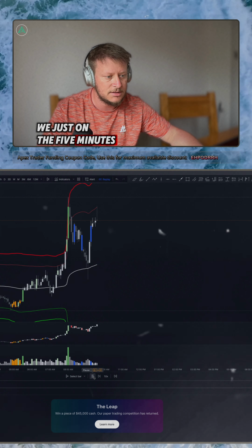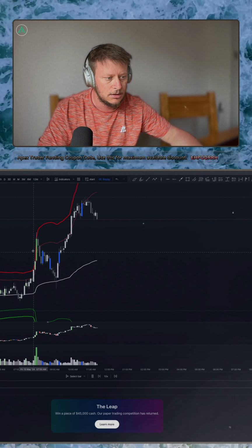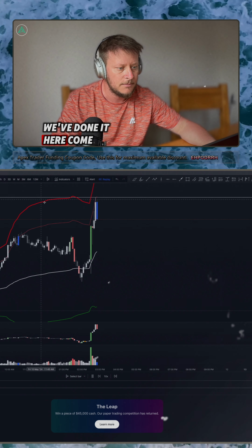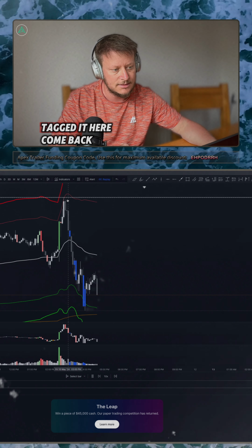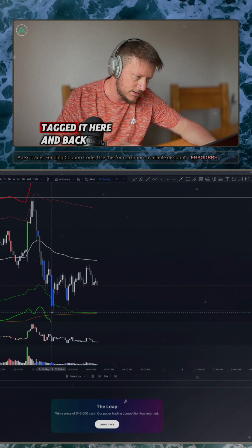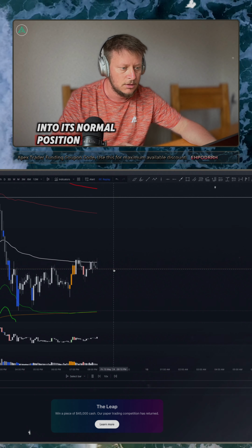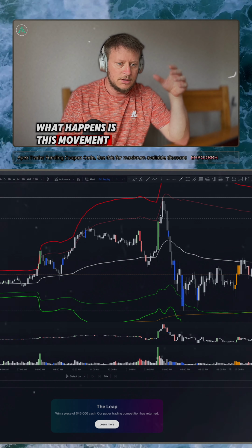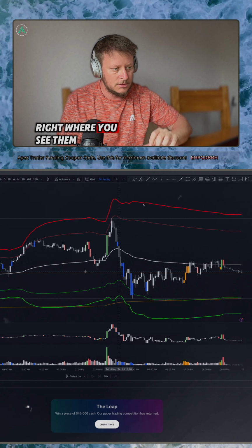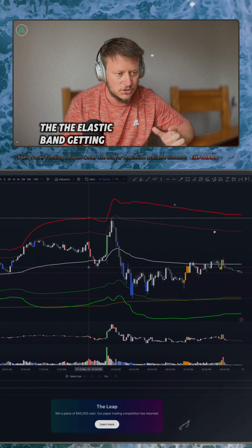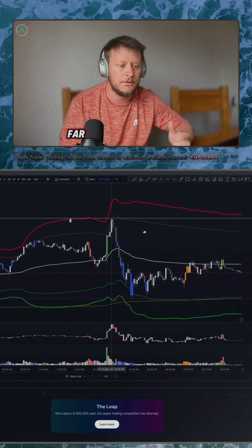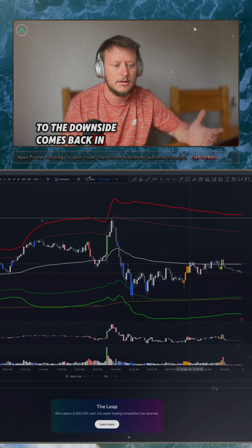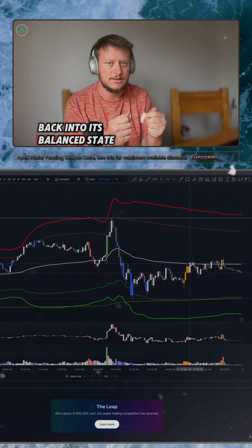We're just on the 5 minutes here. You can see quite easily we've come and tagged that band, come back into its normal position. We've done it here, come back into its normal position, tagged it here, come back into its normal position, tagged it here, come back into its normal position. And so what you see constantly, what happens is this movement, right, where you see the elastic band getting stretched. When it gets stretched too far, comes back in, comes down to the downside, comes back in, always wanting to come back into its balanced state.